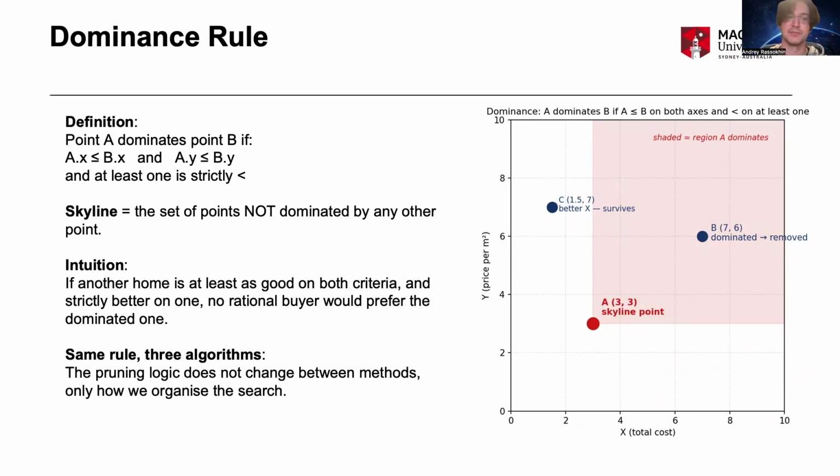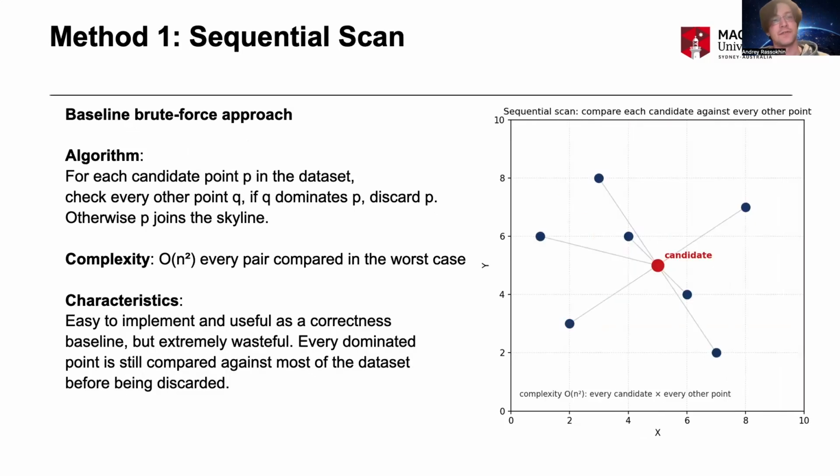The same rule was applied on all three methods. The difference is not the skyline definition, but how efficiently we pass through the search. The first method we applied was sequential scan. This is our brute force baseline.